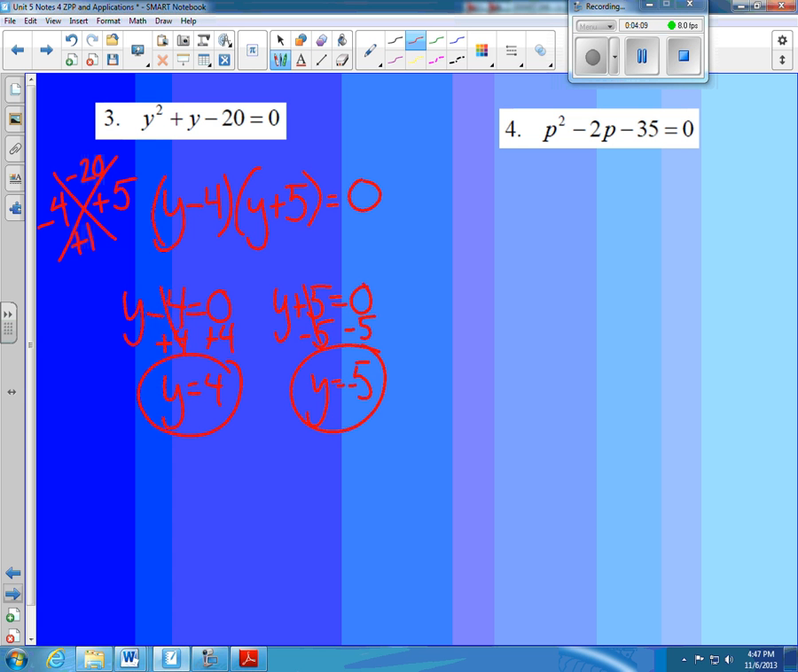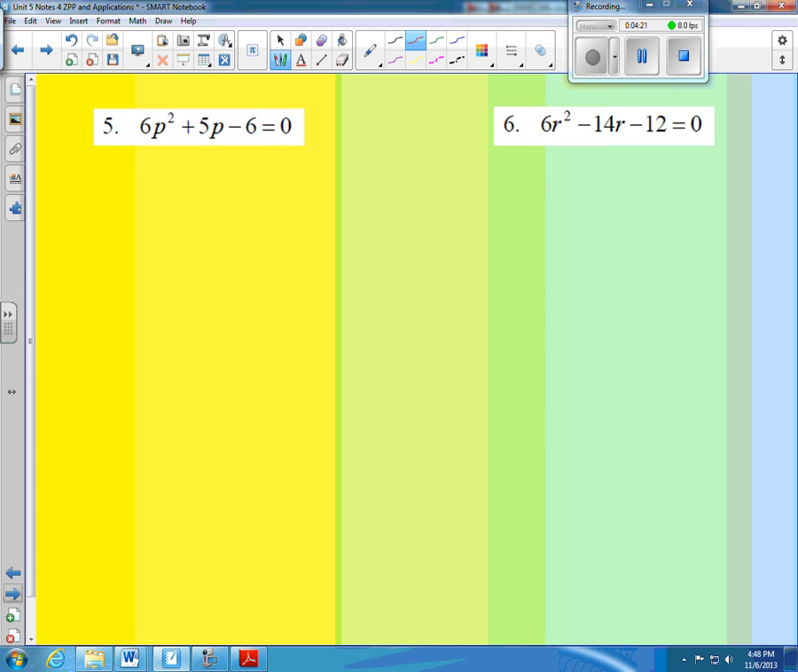All right, I'm going to leave you guys 4 to try. So again, our A term is a 1, so we can use our shortcut for this one. We go to 5 and 6.